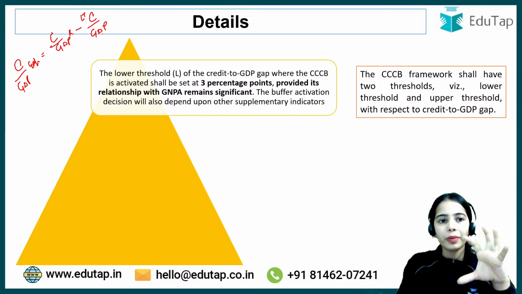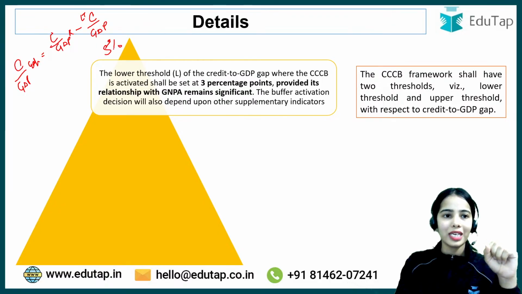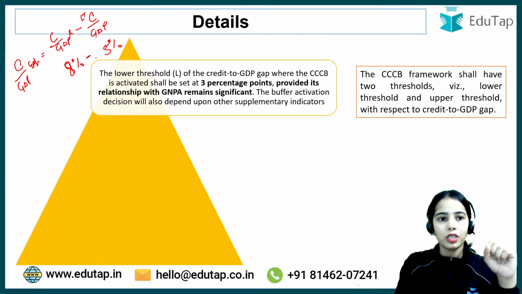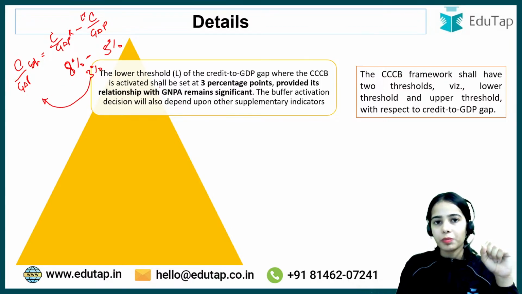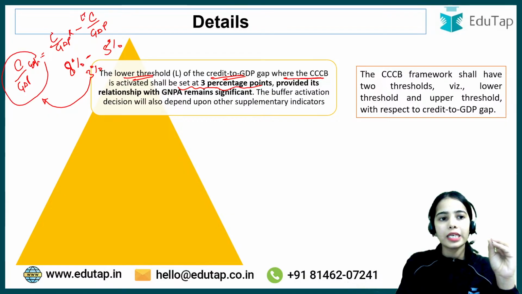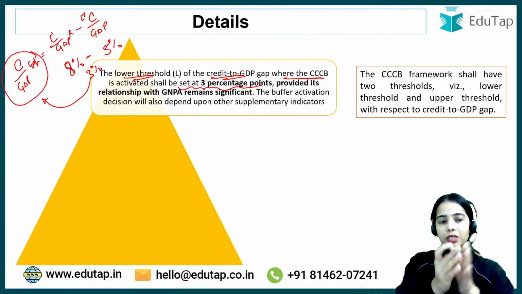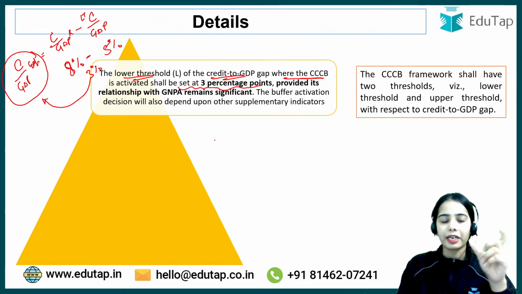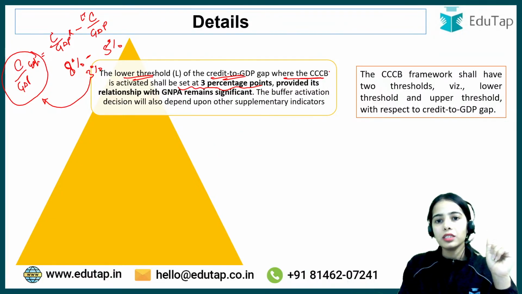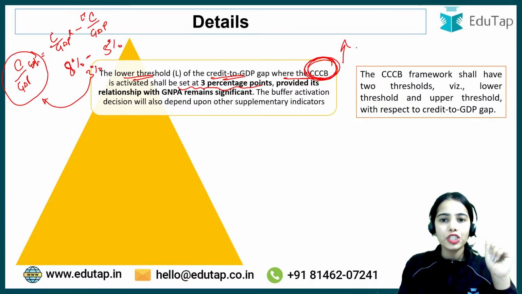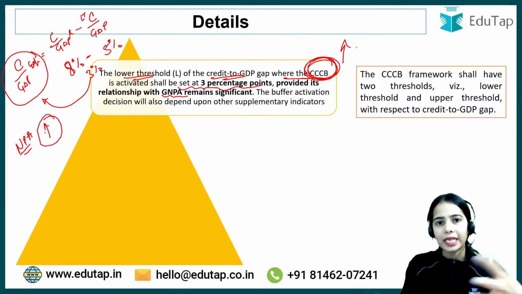Let's say the long-term credit to GDP ratio is 5% and the current credit to GDP ratio is 8%. So there is a difference: the credit to GDP gap is 3%. The lower threshold of the credit to GDP gap where the CCyB is activated shall be set at 3 percentage points. So as soon as the credit to GDP gap is 3 percentage points, that means there is a 3 percentage point difference between the current and the long-term trend of the credit to GDP ratio. Then the counter-cyclical capital buffer is initiated if the gross non-performing assets are also significant, also rising, or also massive.